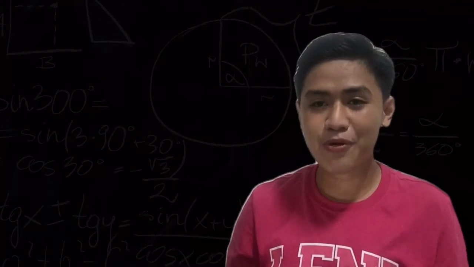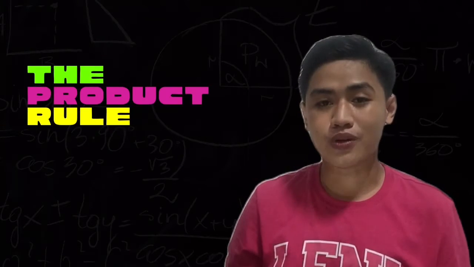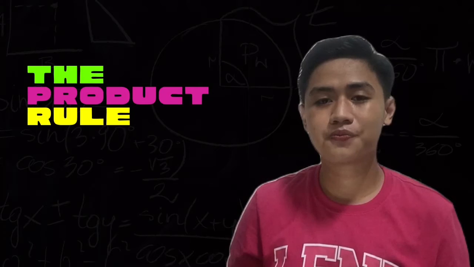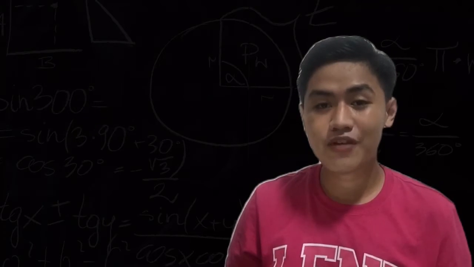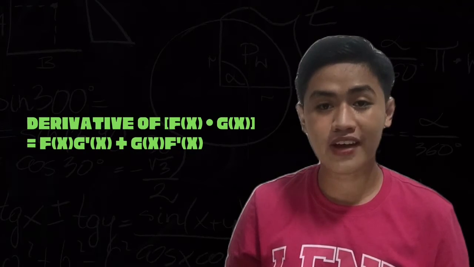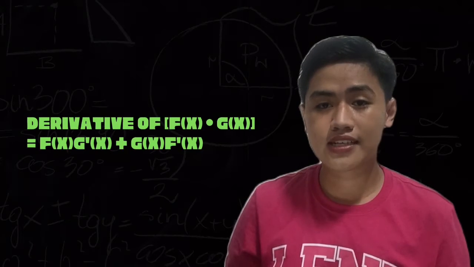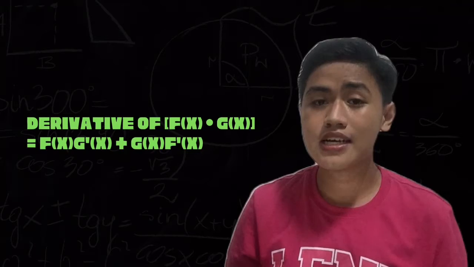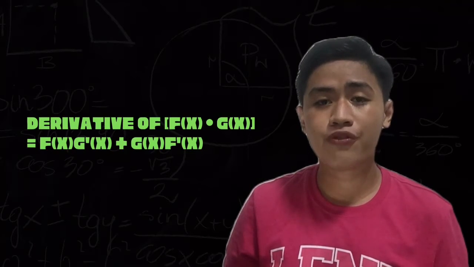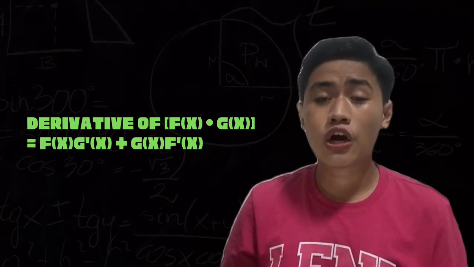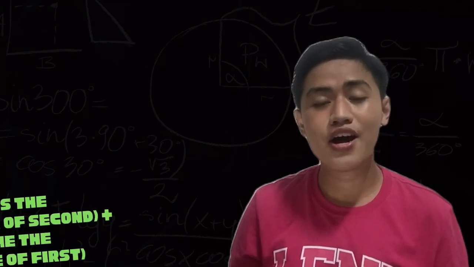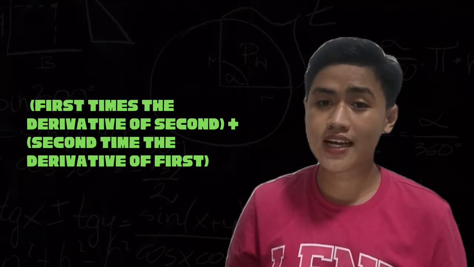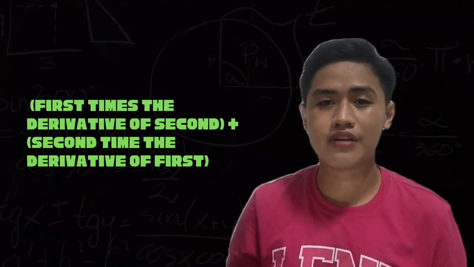Now, rule number 5. The product rule. How do we do this? Let's say, the derivative of the quantity of f of x times g of x equals f of x times g prime of x plus g of x times f prime of x. In simple terms, cross multiplication. Or first times the derivative of second plus second times the derivative of first.